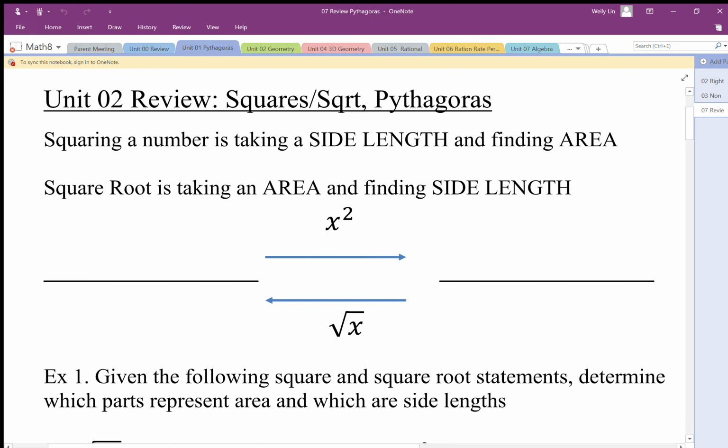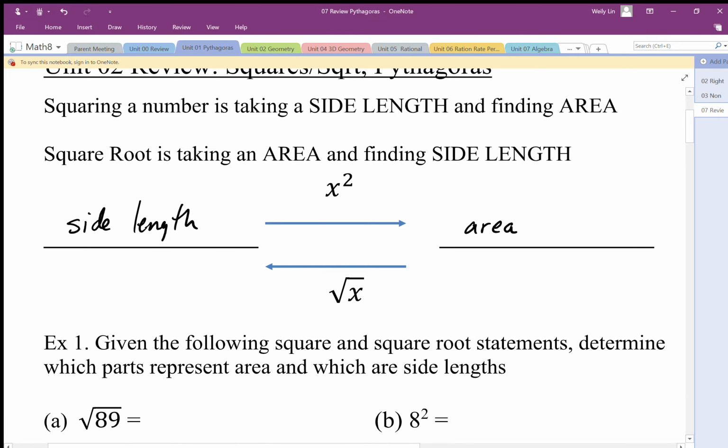So when we square something, going left to right, we're starting with side length. The x in this case, when we square something, represents the side length, and the answer or output represents the area. If I'm going in this direction, what I square root is the area, and the output or my answer becomes the side length. So I square root area, I get side length. So squaring represents area, square rooting represents side length.